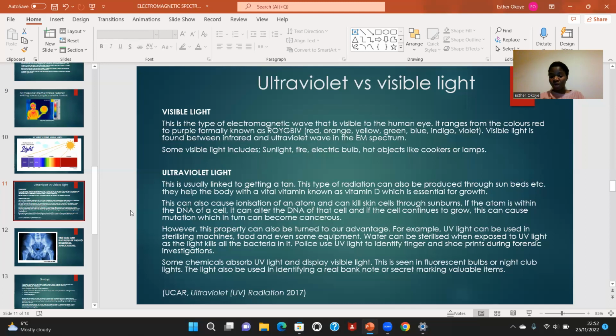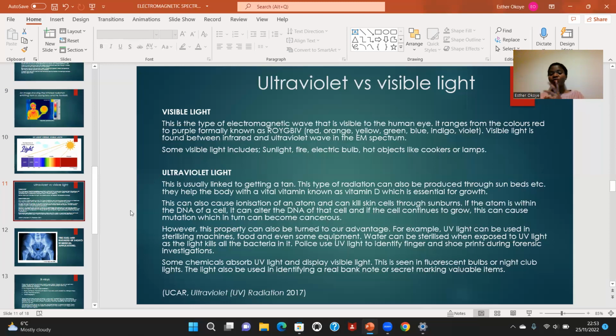But there are also some good things related to ultraviolet wave. They can help to sterilize water. For example, UV light can be used in sterilizing machines and food. It can help to preserve the food longer. It can even sterilize some equipment. It can help to cleanse things, sanitize things. Water can also be sterilized when exposed to UV light, as the light kills the bacteria in it. Police also use UV light to identify finger and shoe prints during forensic investigation.